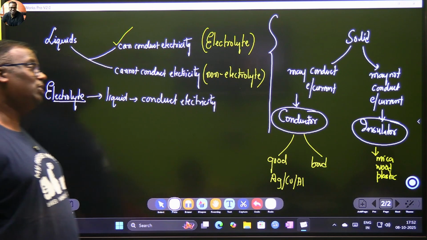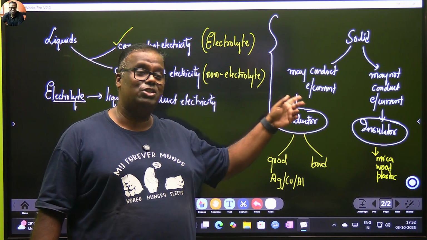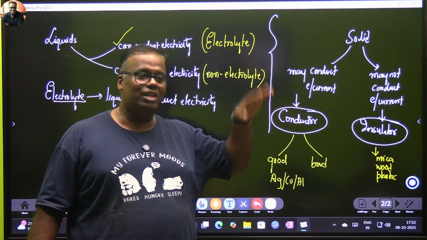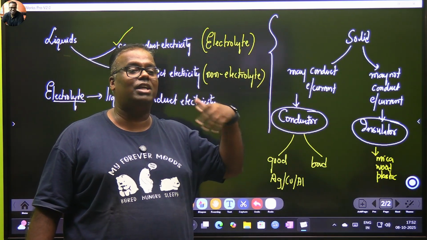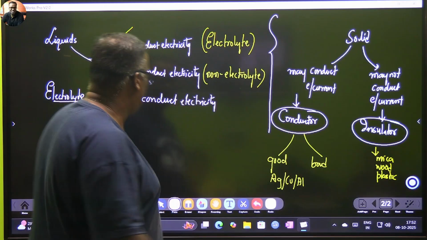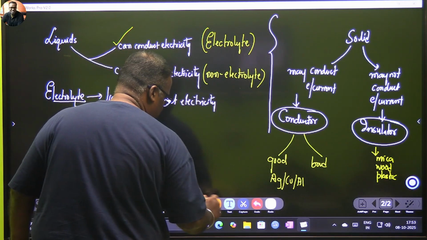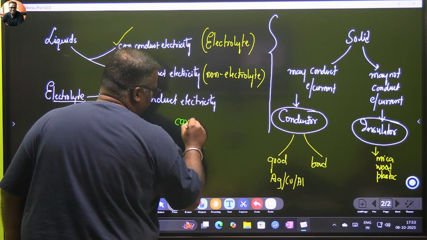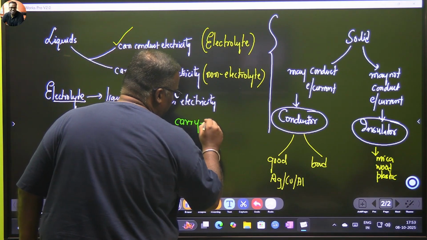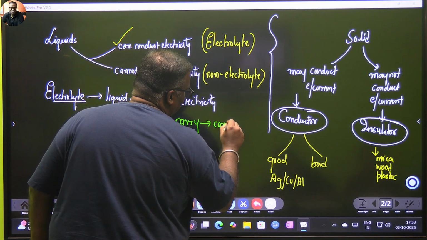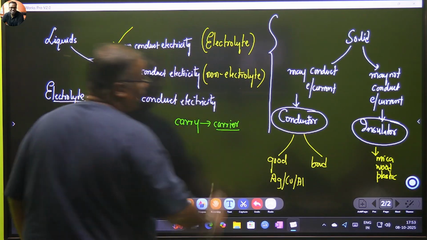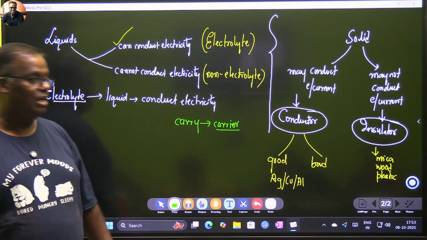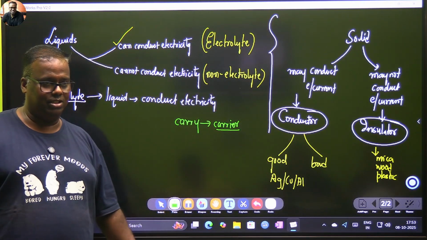If I ask you what is a conductor, it is a solid that allows electricity to pass through it, or that carries electric current through it. Now, in both these cases, we will use a word, carry. Carry gives rise to another word called carrier, like a courier service. Who is carrying this electricity, right?